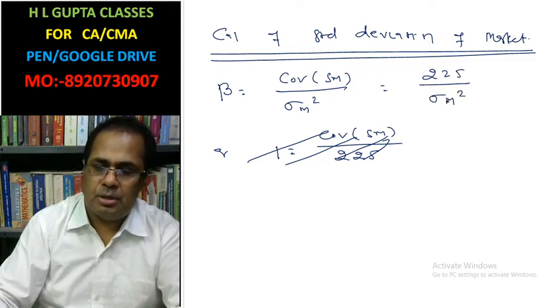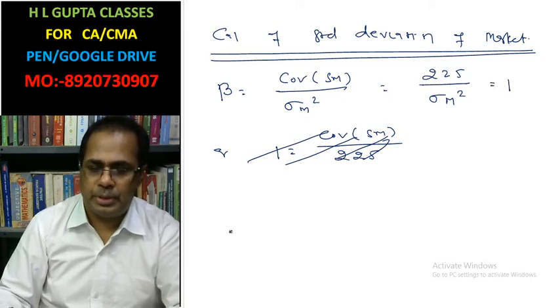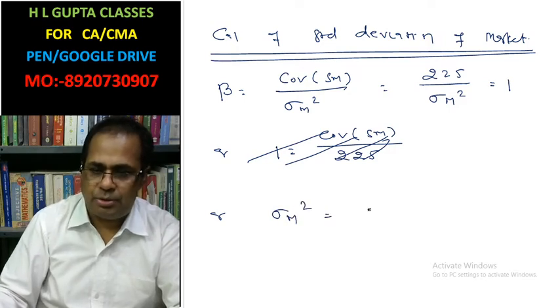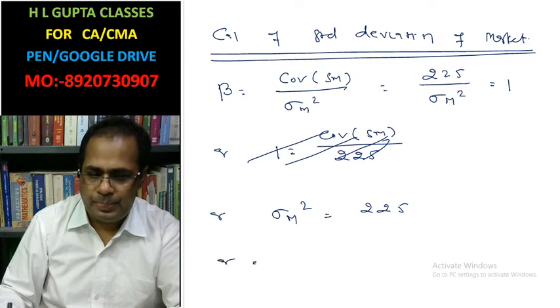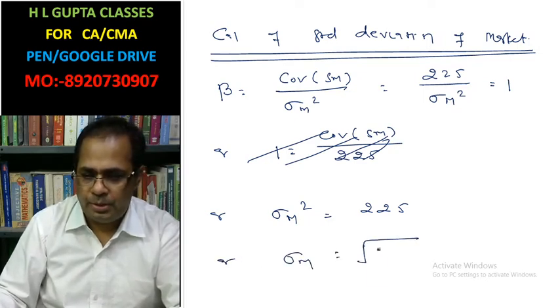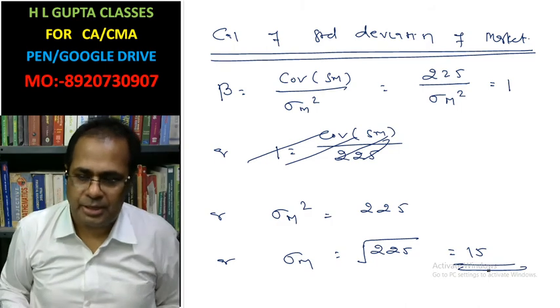divided by standard deviation of market squared. The value of beta is 1, or standard deviation of market squared equals 225. Standard deviation of market equals root under 225, this equals 15. This is your standard deviation of market.